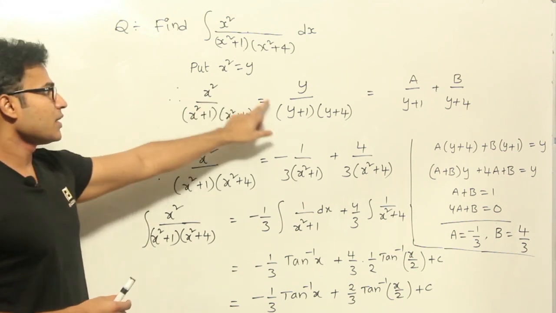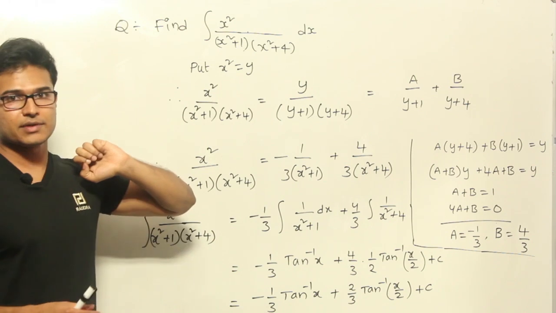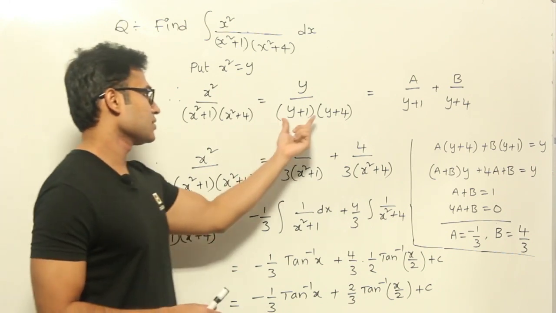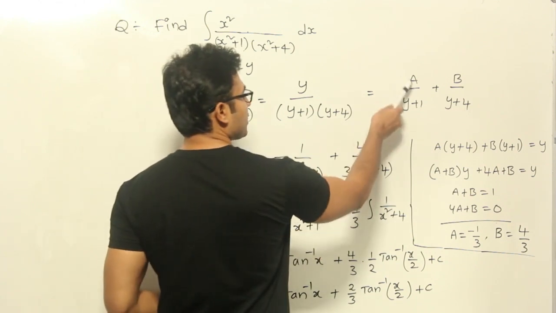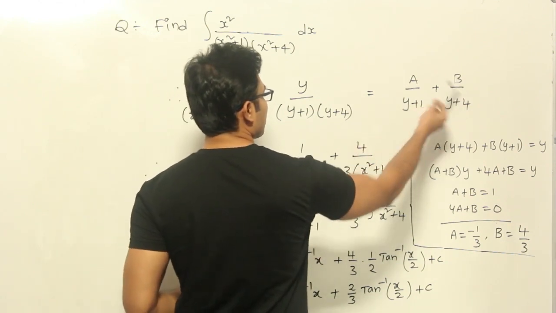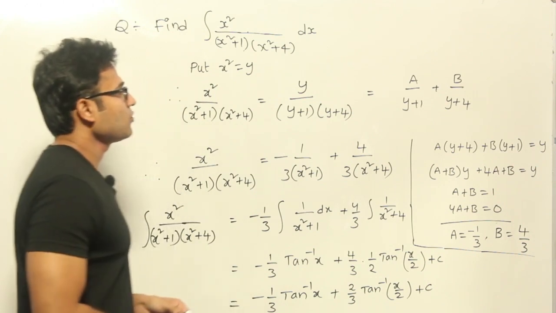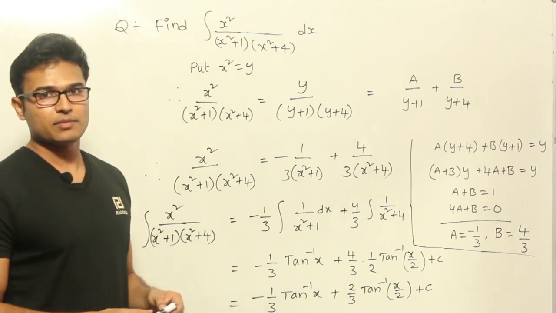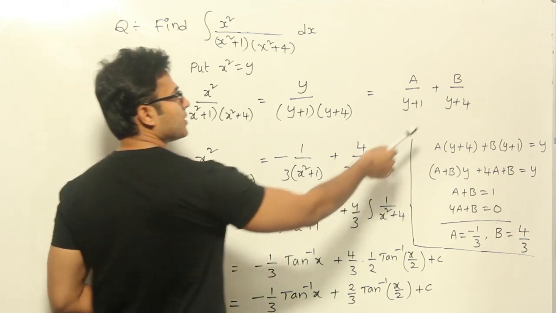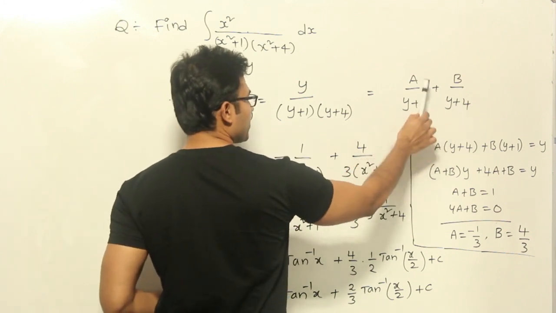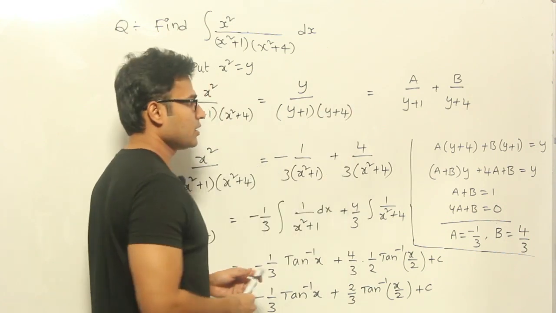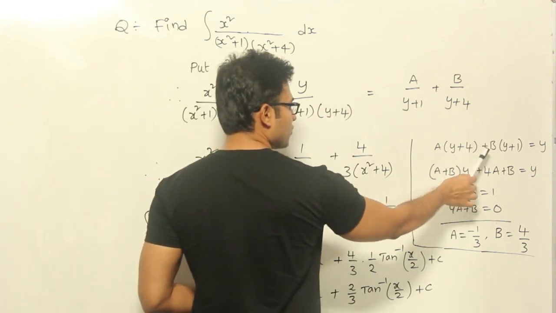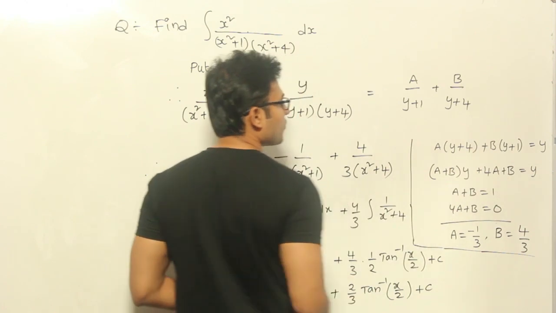So if I just substitute y, the entire function is going to transform like this. Now I want to write it as a sum of two functions. For that reason, I'm writing it as a by y plus 1 and b by y plus 4. So I have to find out what a and b are. Just cross multiply this, which means a into y plus 4 and b into y plus 1, and compare it with y. So what does it mean? A into y plus 4 plus b into y plus 1 equals y.